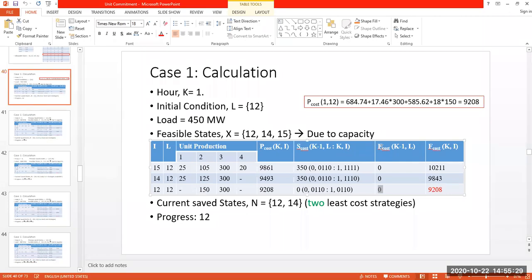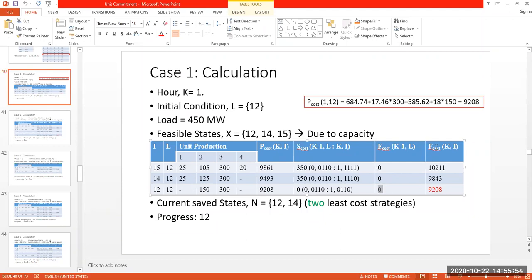Okay, we have no demand data associated with the previous hour, so this value for the first hour will remain 0. For the previous hour, F cost K minus 1, K minus 1 means the 0th hour. For the 0th hour, we don't have any load demand, so we don't have any information here. So the associated minimum cost, we will take as 0. We'll fill this up with zeros.